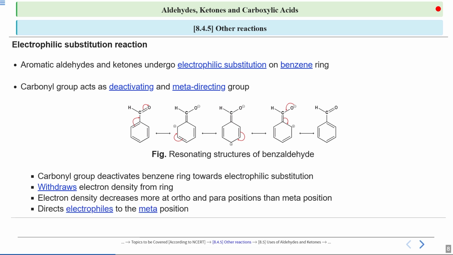So the carbonyl group directs electrophiles to the meta position. This is because the meta position retains more electron density compared to the ortho and para positions. So if the meta position has more electron density, it is the preferred site for electrophilic substitution. If benzaldehyde undergoes an electrophilic substitution reaction, you will see that the incoming group will attach at the meta position instead of the ortho and para positions.